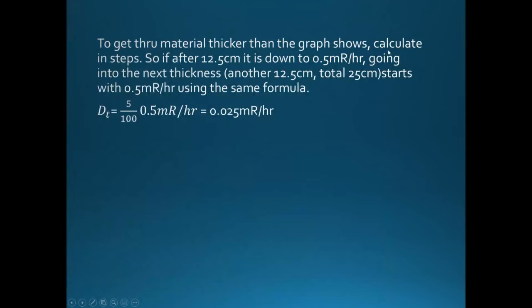To get through material that is thicker than the graph shows, we calculate in steps. So we did a calculation a minute ago after 12 and a half centimeters, and it reduced from 10 down to 0.5 millimolecules per hour, which means that heading into the next thickness, the second 12 and a half centimeters, which gives us our total of 25, it starts at this new reduced value and then continues on using the same formula. So now 5% for steel at 12 and a half centimeters over 100 times our DO coming in, which has been reduced by the first 12 and a half centimeters, gives us our new number, which represents what's left after a combined 25 centimeters of steel. So long drawn out calculation for something you may never do, but important to know how the radiation is reduced.